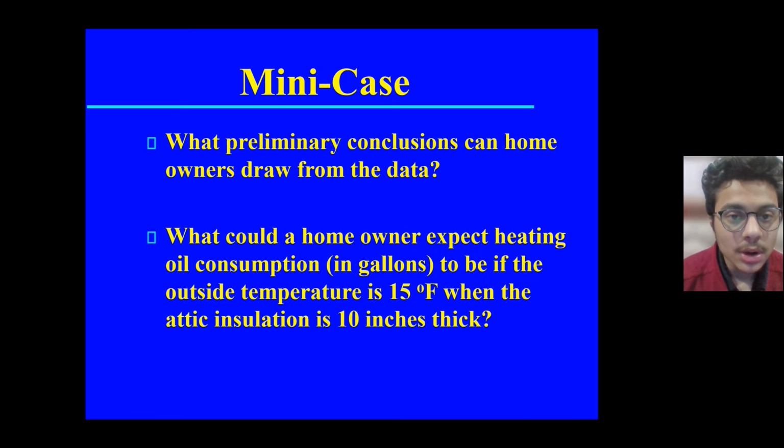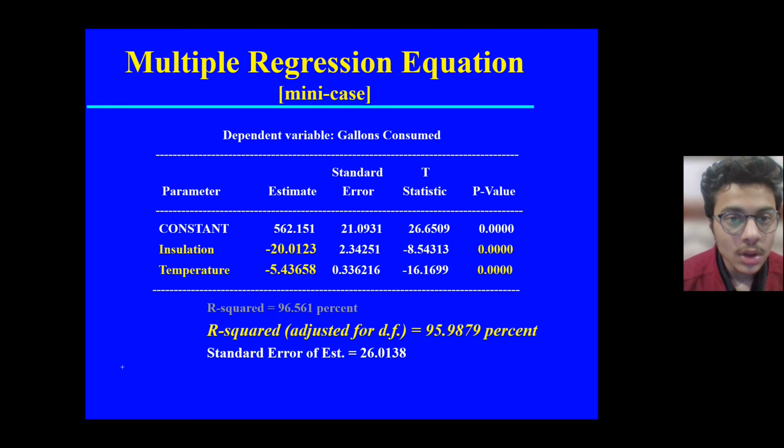And what preliminary conclusion can homeowners draw from the data? These are the questions that we are asking. What could a homeowner expect heating oil consumption to be if the outside temperature is 15 degrees Fahrenheit when the attic insulation is 10 inches thick?